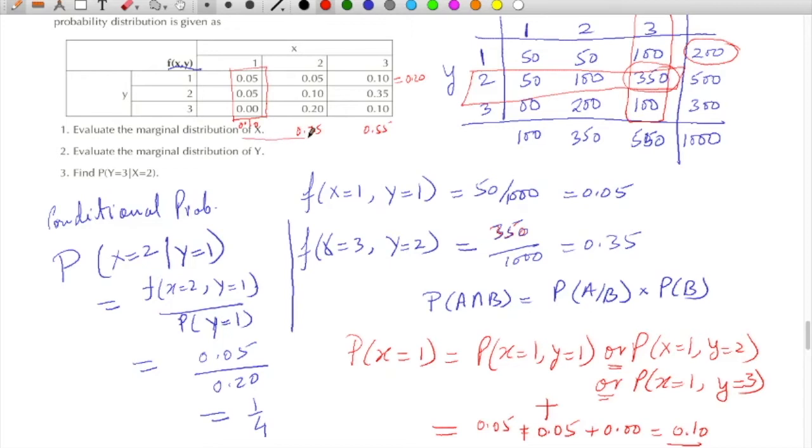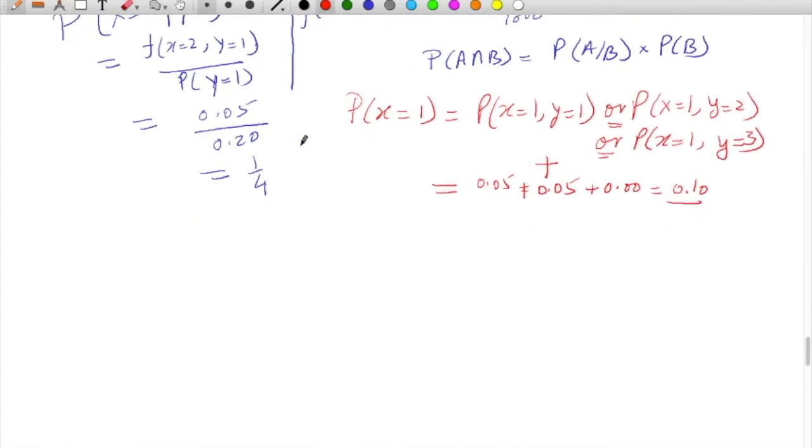So these will be your marginal probability distribution for x. This is g(x). Same for the marginal distribution of y: it is 0.2, which we refer to as h(y), then 0.50, 0.30, for the values of y equal to 1, y equal to 2, and y equal to 3. So these will be the marginal distributions.